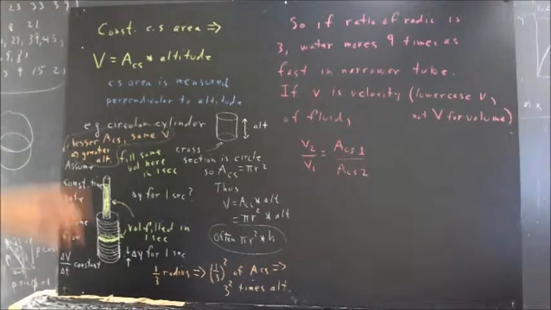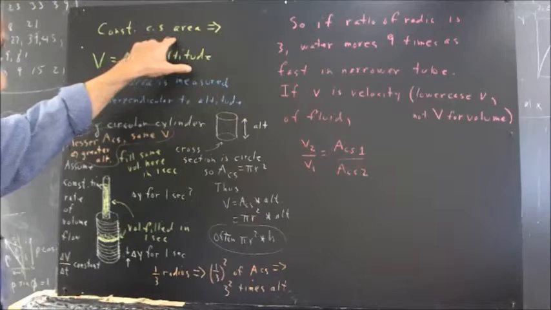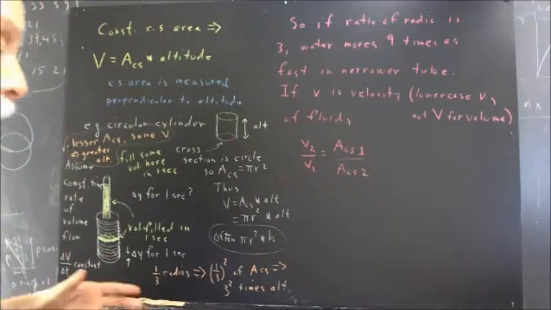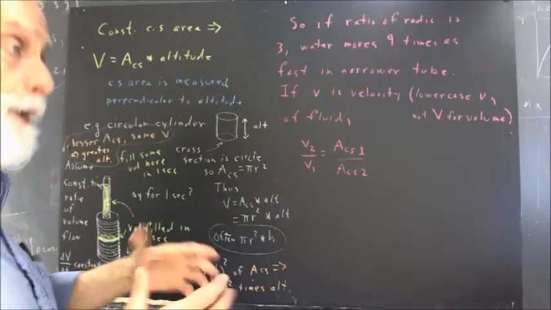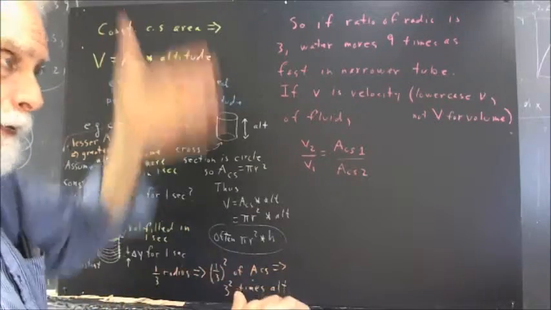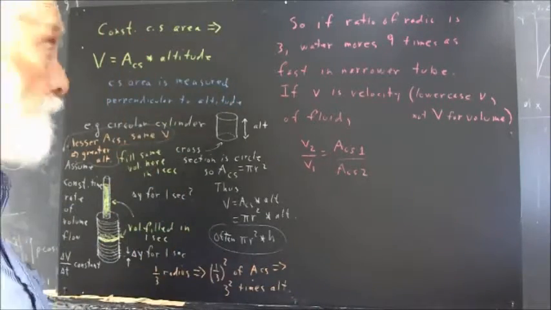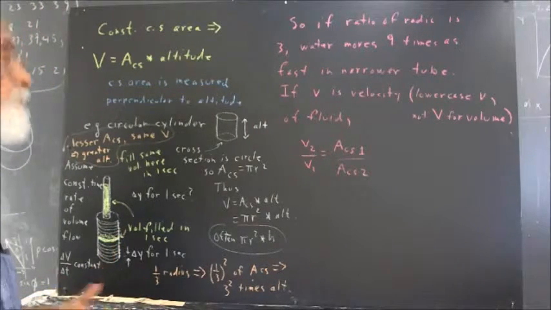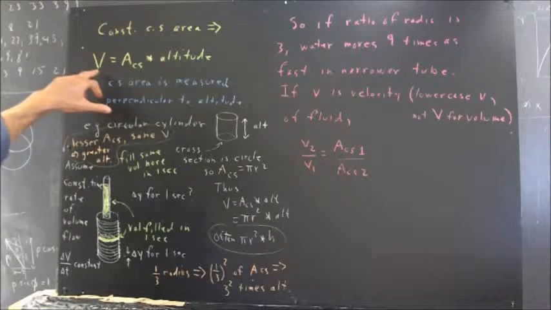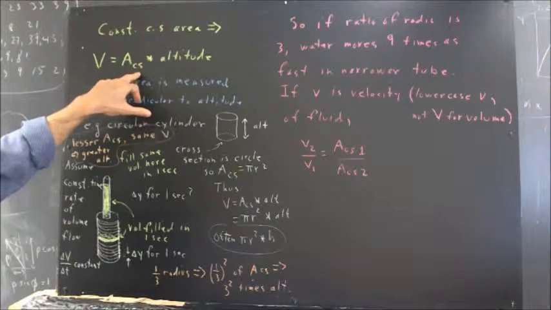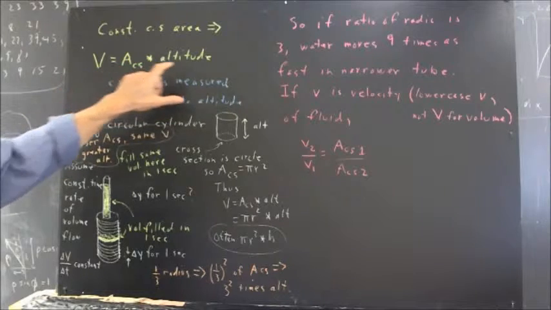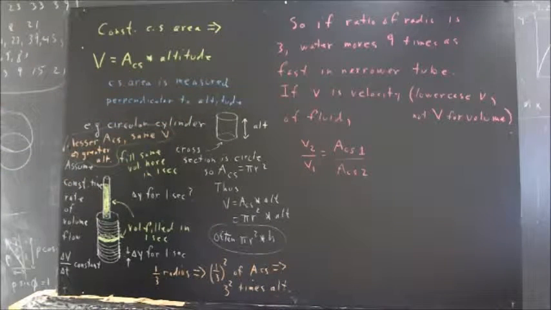Now, if we have constant cross-sectional area in a cylinder or a prism or anything else, constant area perpendicular to the altitude of a three-dimensional geometric figure, and that's basically cylinders and prisms, then the volume is going to equal the cross-sectional area multiplied by the altitude. Now, we didn't have time to talk about why that's the case, but that is the case.